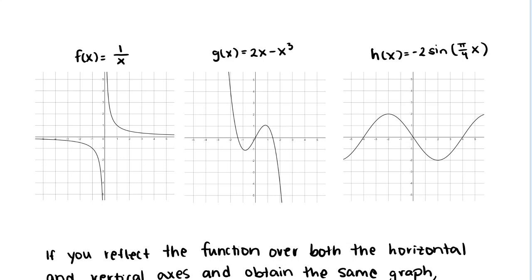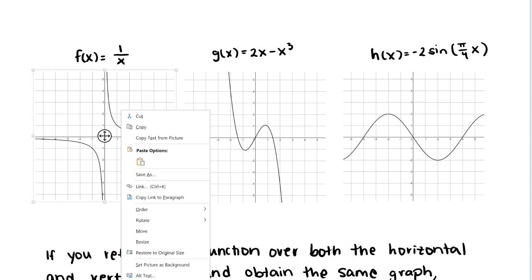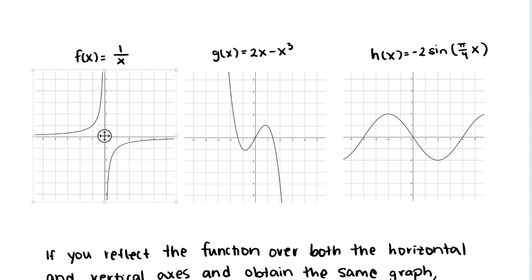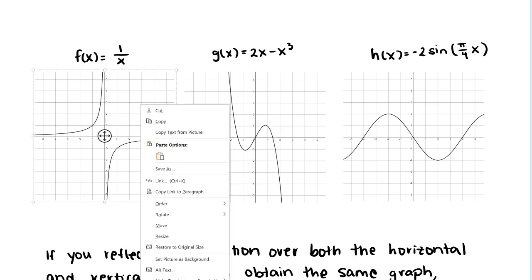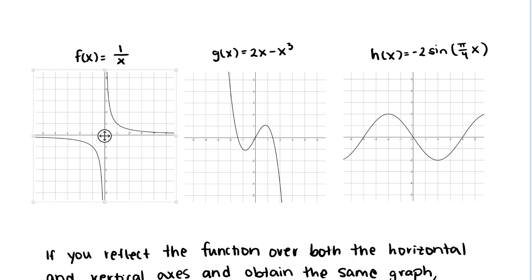Now if I look at this f of x function equal to 1 over x, if I take this function and reflect it horizontally, I don't get the same graph. But then if I take this function and again reflect it vertically, I do both reflections, now the graph looks the same as what we started with. And that's the case for all of these 3 functions: if I reflect over both the horizontal axis and the vertical axis, I get the same graph, or at least the same looking graph.